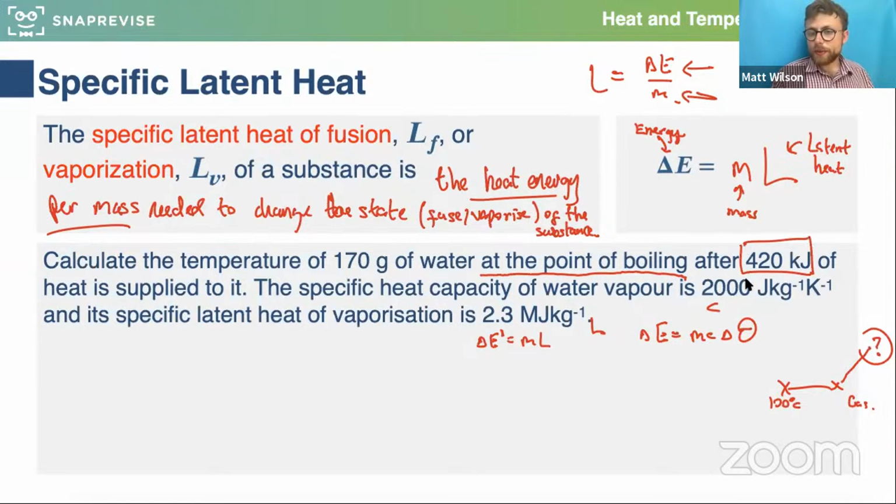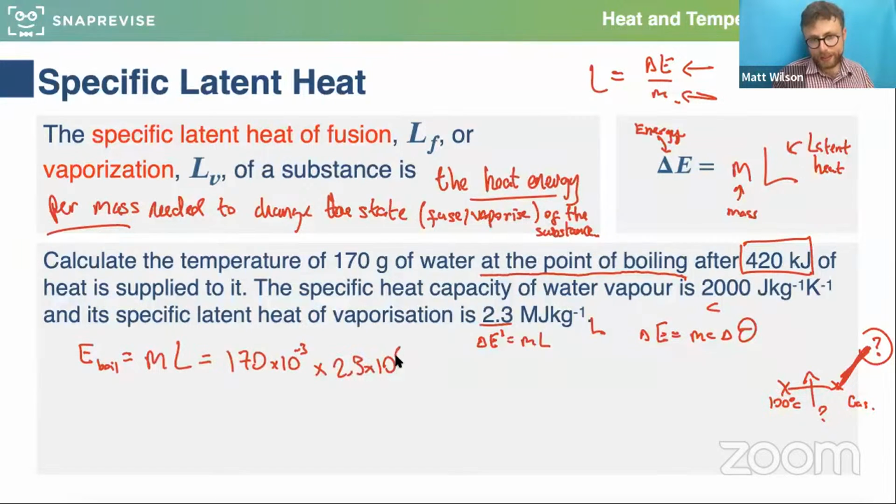We know that this is how much energy goes in total. Let's find out how much is needed to do the change of state. The rest will go into changing the temperature, and that will allow us to calculate the final temperature. So, okay, let's calculate how much energy it would take to boil all our water. Well, the energy required to boil all our water would be the mass times the latent heat, which is going to be our 170 grams, but we want it in kilograms, multiplied by the latent heat, which is 2.3 megajoules per kilogram. So that's 2.3 times 10 to the 6 joules per kilogram.